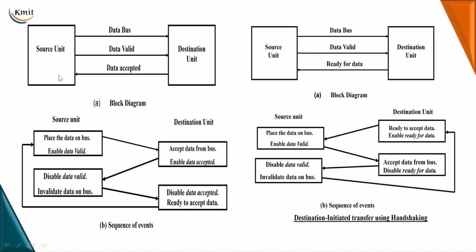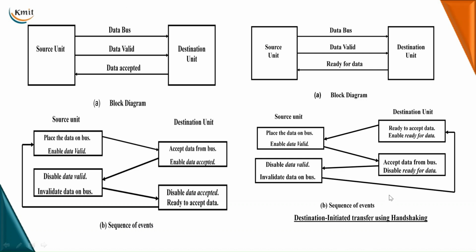Whenever the source unit receives this data accepted signal, it will disable the data valid signal so that whatever information is present on the bus is invalidated. Whenever the destination unit sees that the data valid signal is disabled, it will also disable the data accepted signal so that it is ready to accept new data. So this is the sequence of events that takes place in the handshaking mechanism in case of source initiated handshaking. The source unit is initiating the handshaking mechanism.